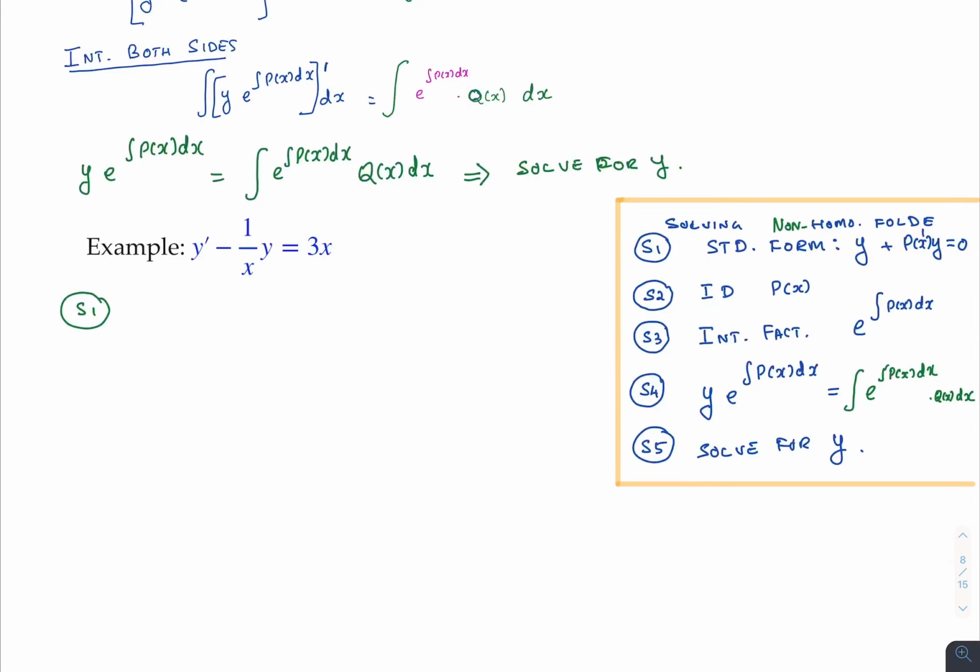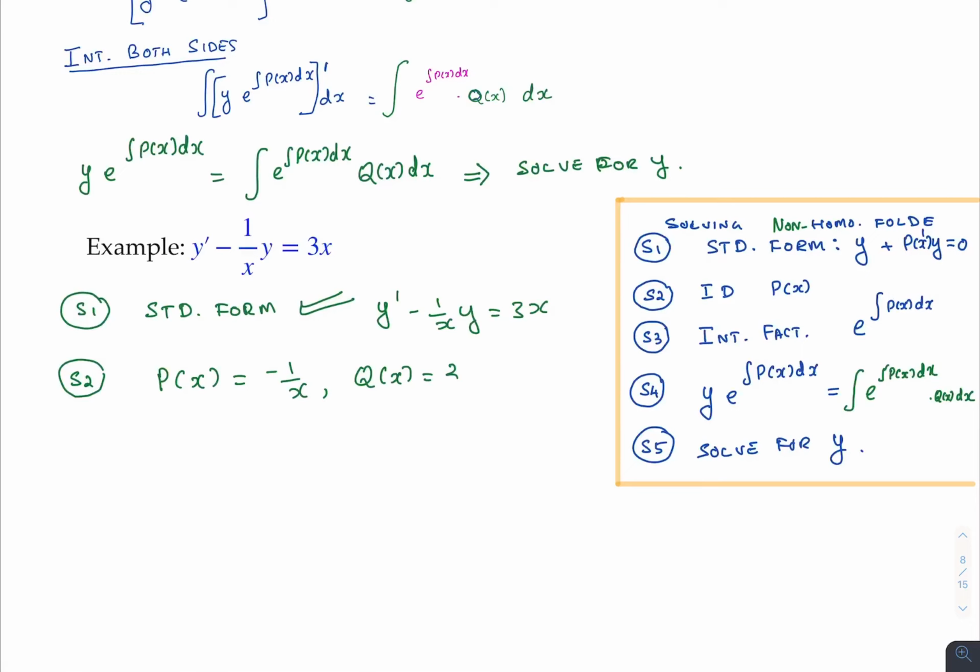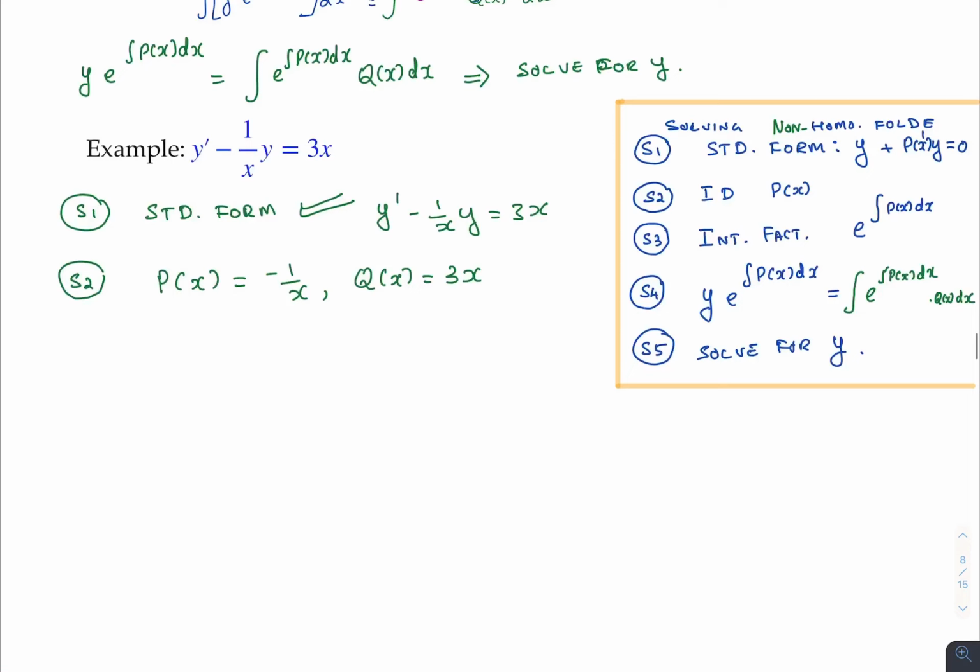So for step one, it is already in the standard form. As I said, Hakuna Matata, it means no worries, right? It's already in the standard form, no need to worry about it. All right, so I have y prime minus 1 over x y is equal to 3x. Step two is to identify our p of x, which we already did, but just in case, our p of x is negative 1 over x. Here we also have to identify the q of x, and q of x in this case is 3x.